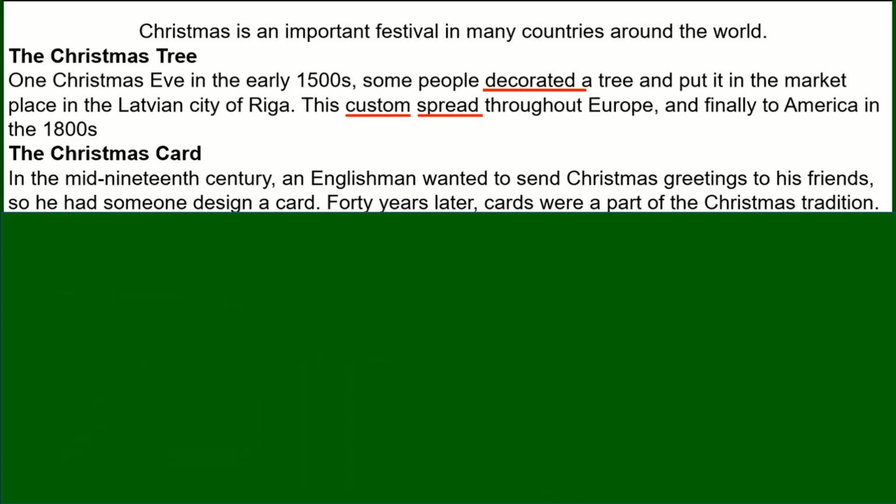Number 2, custom. Custom is a traditional way of behaving or doing something. And this is special to a particular country. For example, the custom of giving lucky money to children at Tet of Vietnamese people.